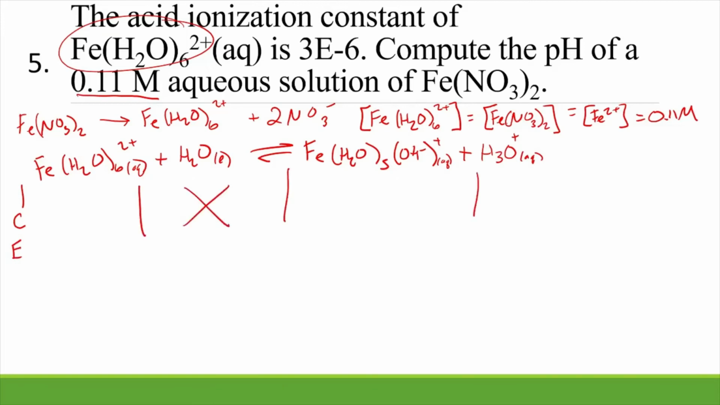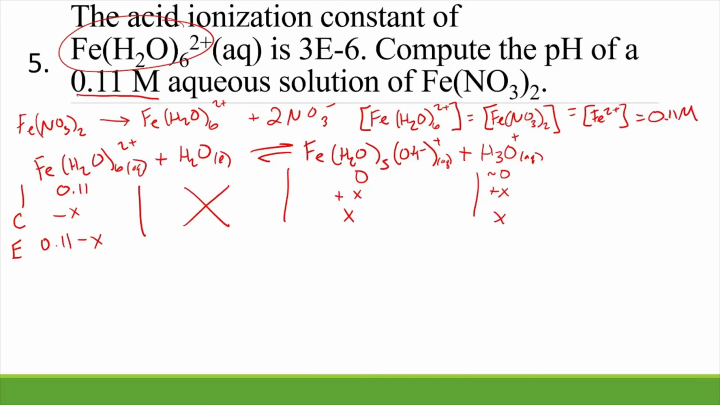We know water doesn't count. We're starting with 0.11 molar of the iron hydrate, and it's losing some X, so 0.11 minus X. Over on the other side, we have 0 to start of the hydroxide hydrate and about 0 acid, plus X, X, X.